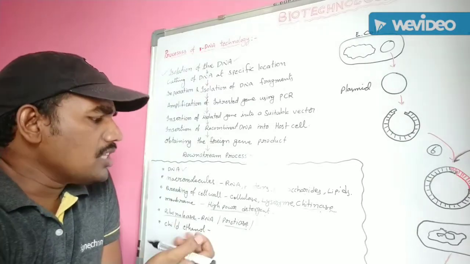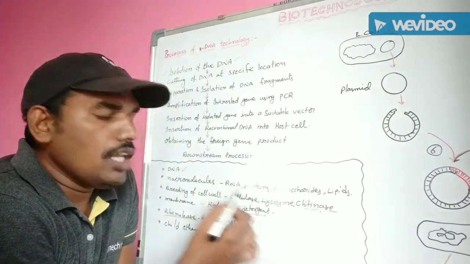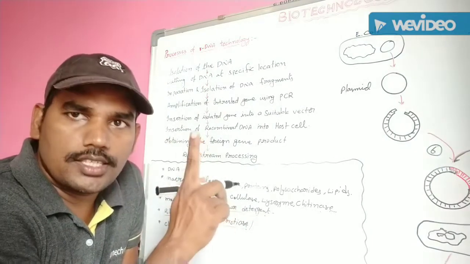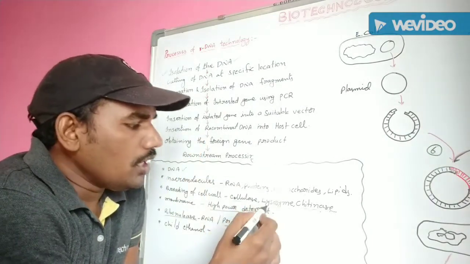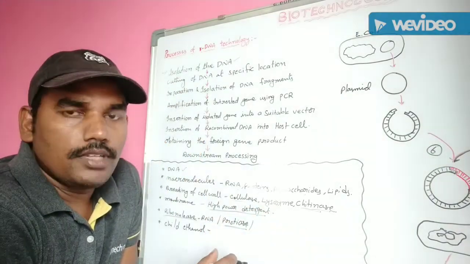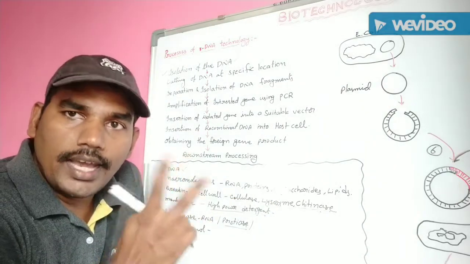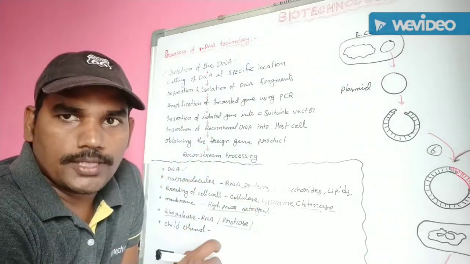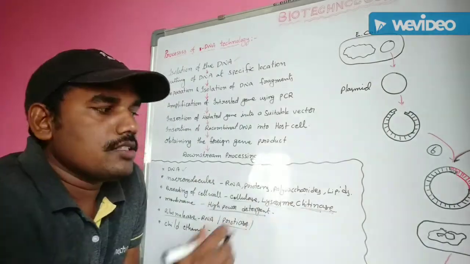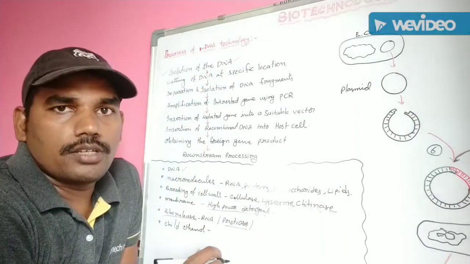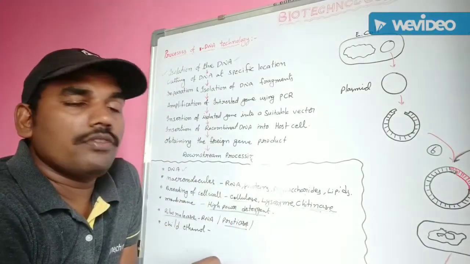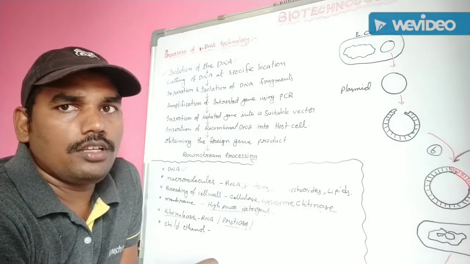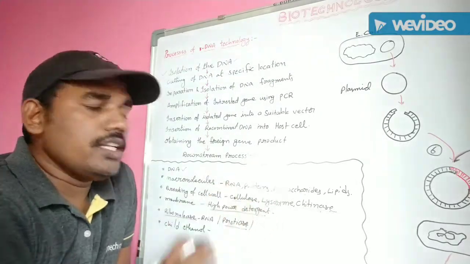Initially, the cell wall is broken down with the help of cellulase if the cell is a plant cell. If the cell is a bacterial cell, the cell wall is digested with the help of the lysozyme enzyme. If the cell is a fungal organism, the cell wall is broken down with the help of the chitinase enzyme. So this one is the initial step.